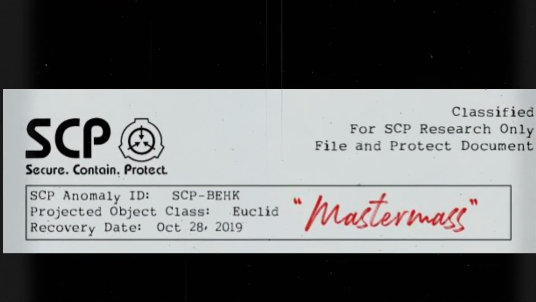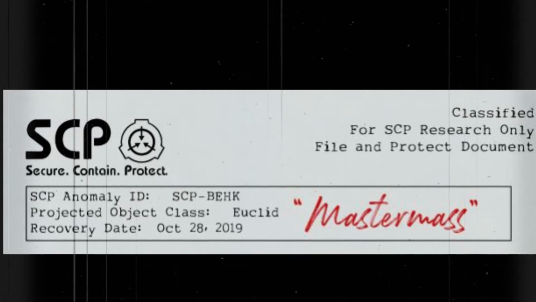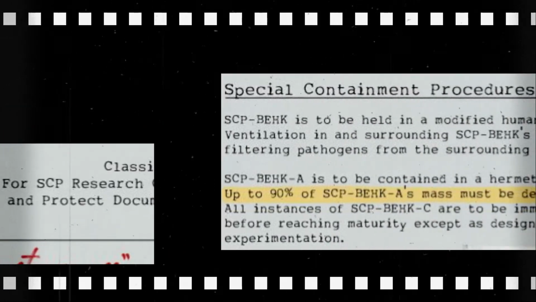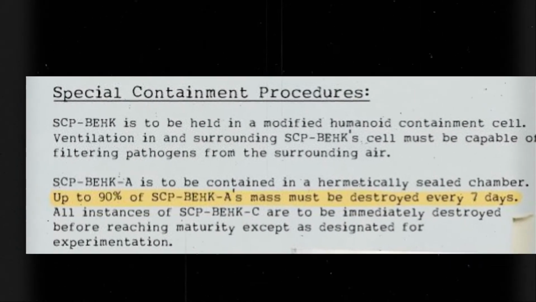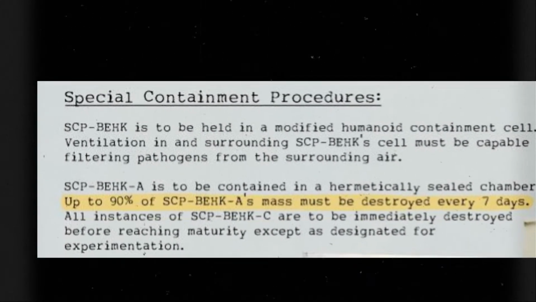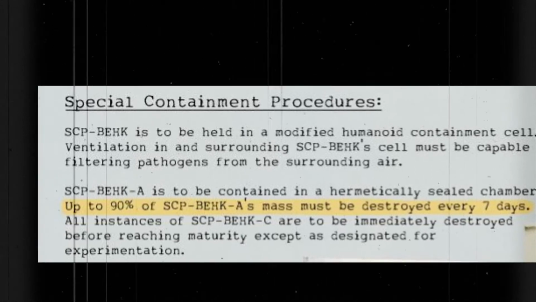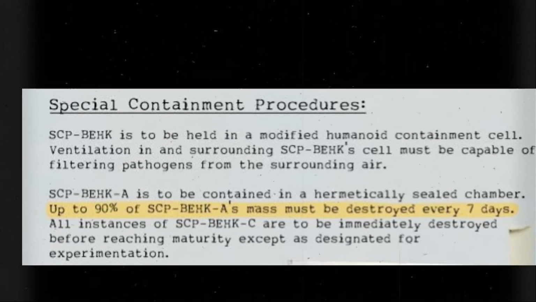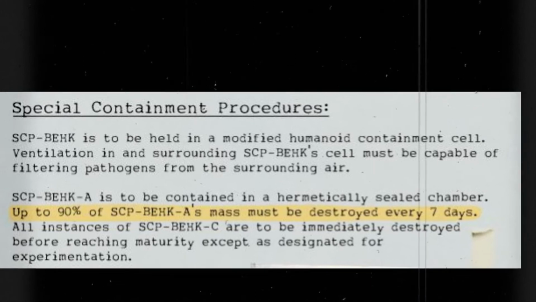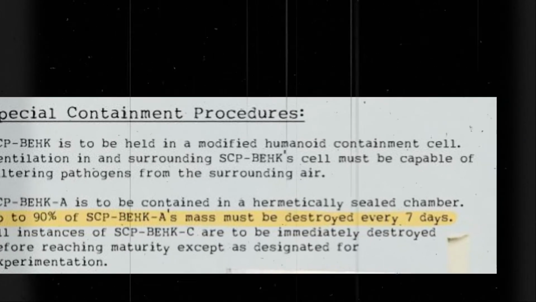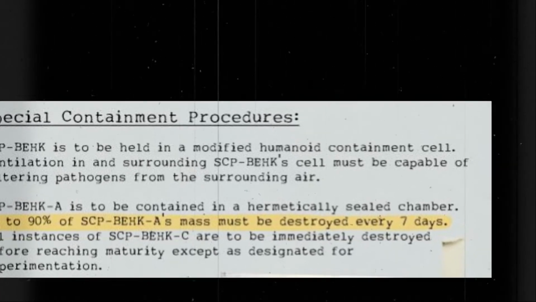SCP-BEHK, aka Master Mass. Projected Object Class, Euclid. Recovery date, October 28, 2019. Special Containment Procedures. SCP-BEHK is to be held in a modified humanoid containment cell. Ventilation in and surrounding SCP-BEHK's cell must be capable of filtering pathogens from the surrounding air.